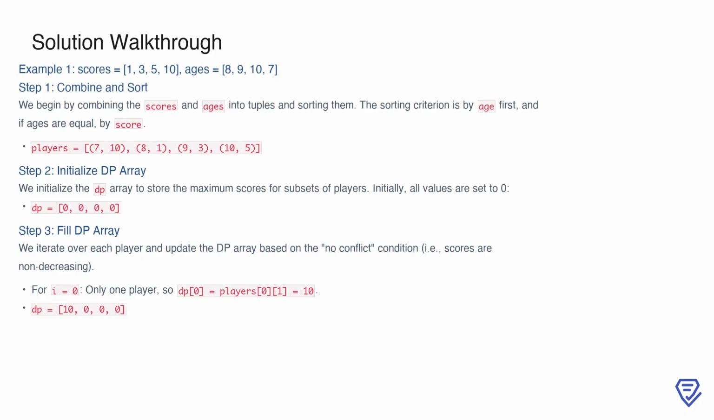Now, we begin filling the DP array. For the first player, since there's only one, the score for this subset is simply the player's score, which is 10. So, dp[0] is updated to 10, and the DP array becomes [10, 0, 0, 0].